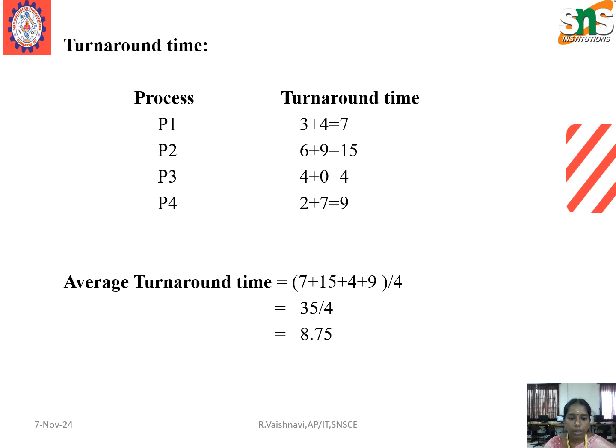For calculating the average turnaround time, we have to add these four values and divide by 4. That is 7 plus 15 plus 4 plus 9 divided by 4. That is 35 divided by 4, which is equal to 8.75 milliseconds.